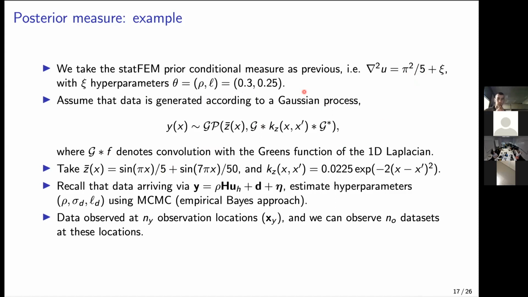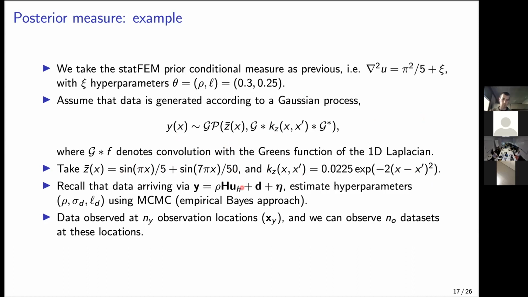And now I'm going to assume that our data is generated according to another GP and add on some measurement noise. And that says that y is equal to a Gaussian process, which has a mean given by this sinusoidal function here, and then has a covariance, which is given by the Green's function applied to our prior assumed covariance, which is this thing here. The Green's function is like the analytical or the continuum version, instead of the discretized FEM version, of inverting our elliptic operator.